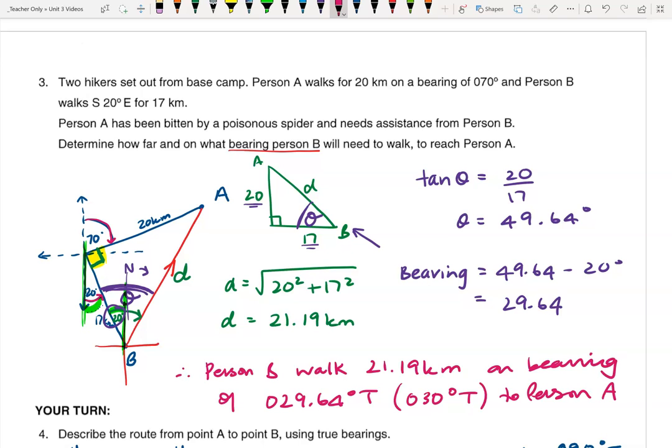What I like about this bearing that we have found, I'm going to highlight that bearing here in yellow in our diagram, is that bearing says how we're going to get to person A from person B. And I think that's really important to note. This is the bearing from person B to person A. So that's the starting point from B to A.